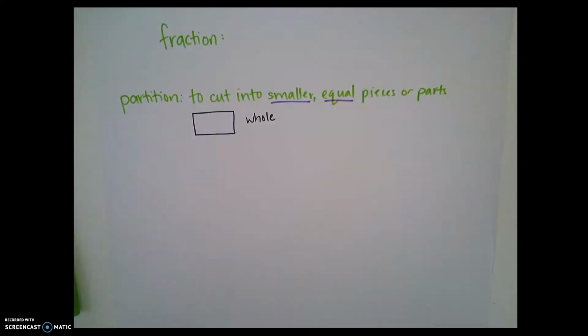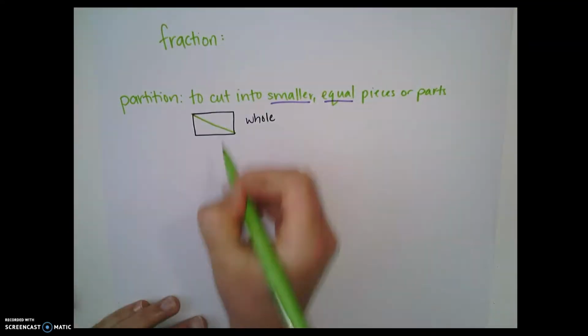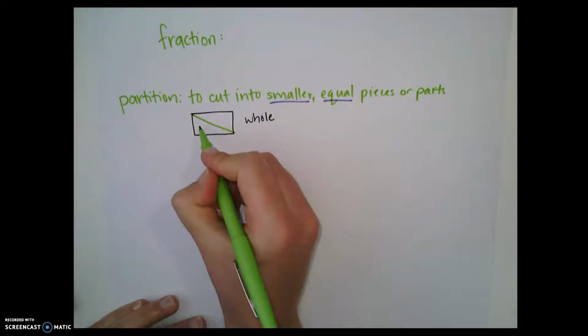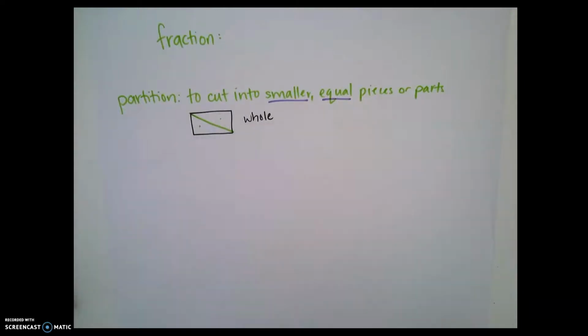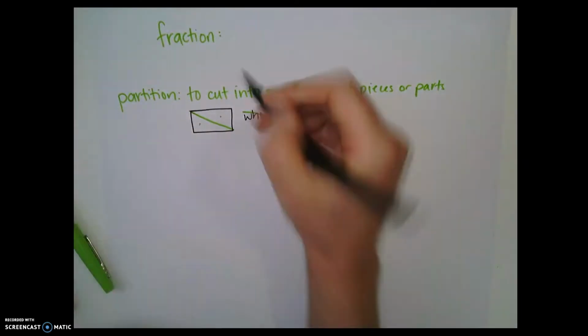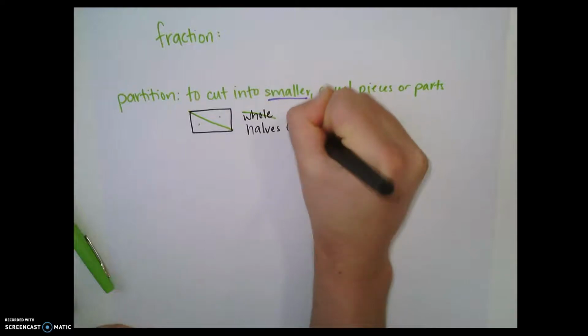If I started to divide it into equal parts, these two shapes are the exact same size, so they are equal. This one is the exact same shape and size as this one, so now it's no longer a whole, but we call this halves because I have two of them, right? This is two equal parts.